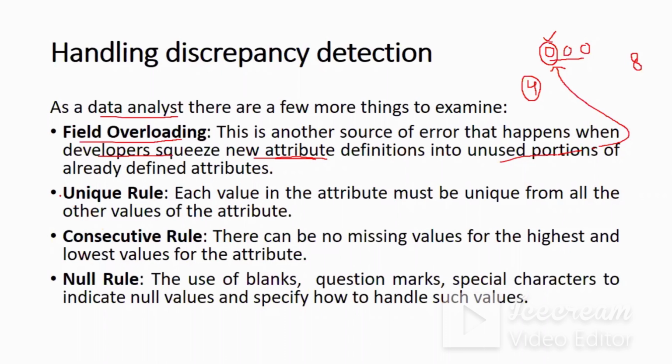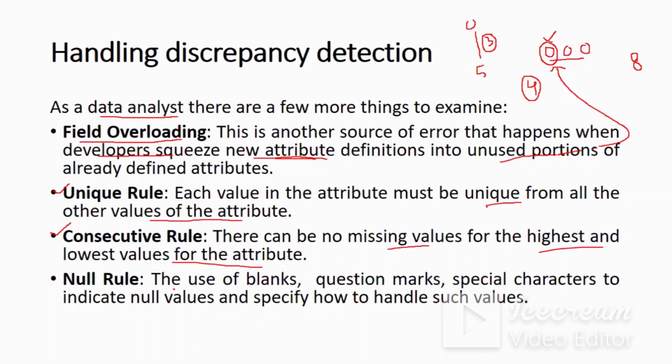Next is the unique rule. Each value in the attribute must be unique from all the other values of the attribute. This is something that we all know. Unique values are required for all the values in the attribute. Next is the consecutive rule. There can be no missing values between the highest and the lowest values for the attribute. For example, we have a range from 0 to 5, and in case I don't use 3 in between, it won't make sense. I should be using all the values in the range, between the lowest and highest values. That is the consecutive rule.